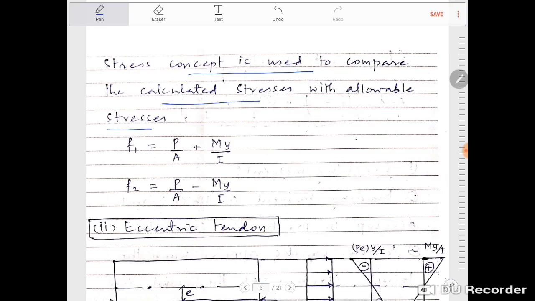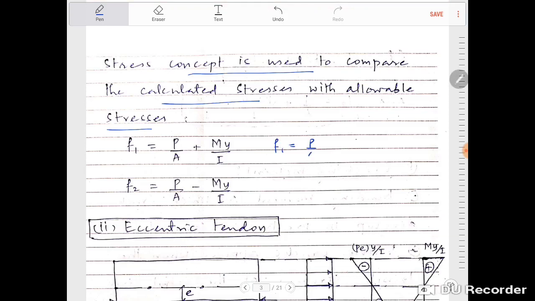You can use this concept obviously, because you have some allowable stress value from whatever tests you have conducted. You know the allowable stress for the materials. By comparing that allowable stress with the stresses that are going to come on the cross section, you can decide whether to go for this cross section or not. So F1 will be equal to what?